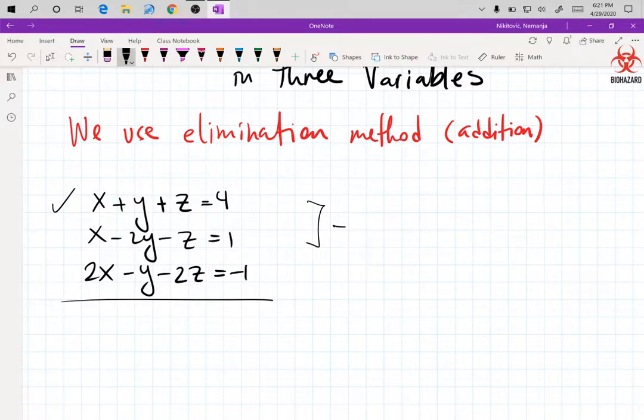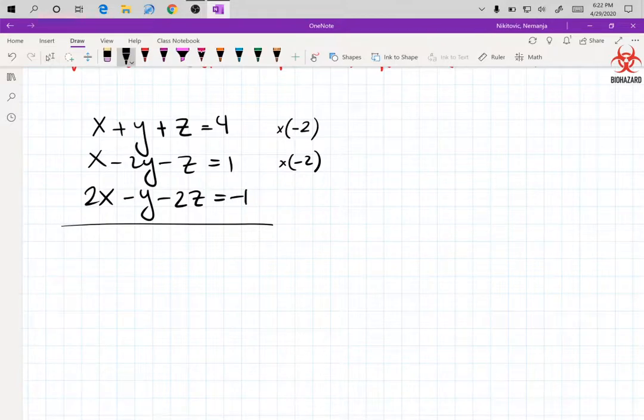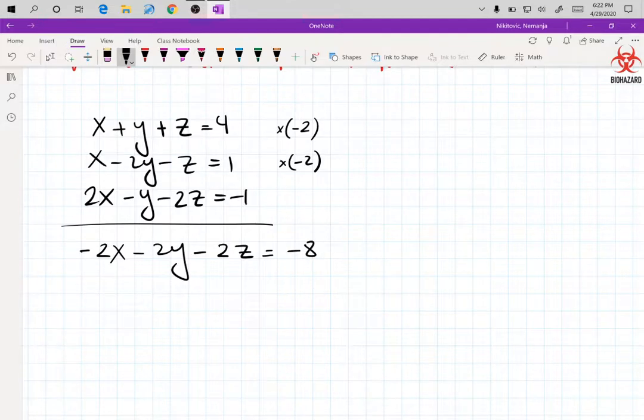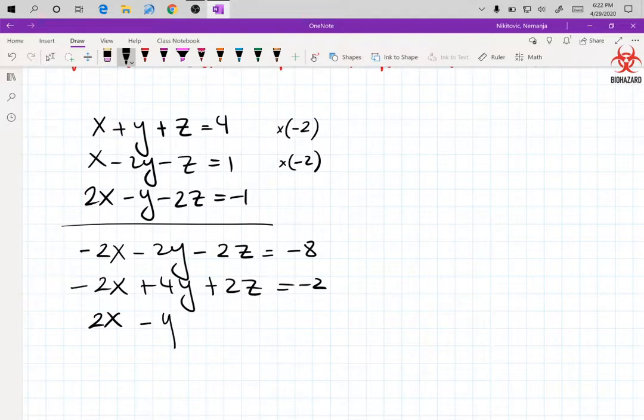Then I can pick one of the equations, and with the third equation on the bottom, multiply the top by -2, and then kill x. It's important that in the first calculation you eliminate the same variable from two pairs of equations. So let's multiply by -2. What would that give us? -2x minus 2y minus 2z equals -8. The second equation multiplied by -2 gives us -2x plus 4y plus 2z equals -2. And the third equation I'm not changing, because I have a positive 2x there. So I'm copying the equation as is.